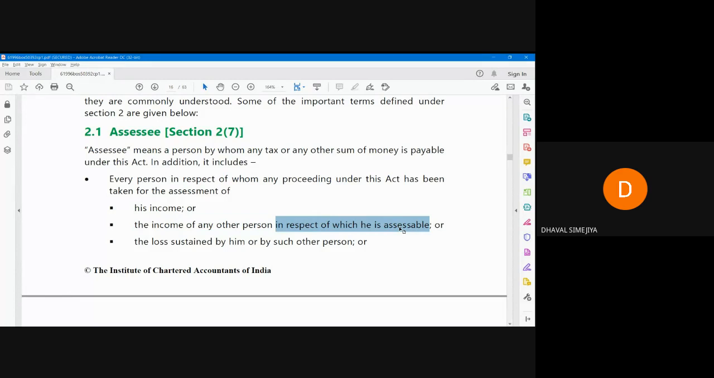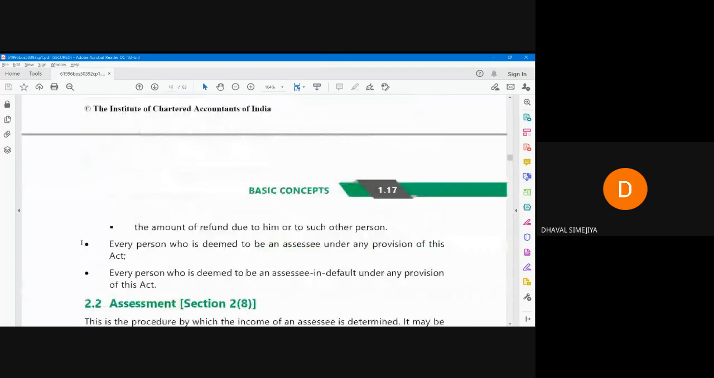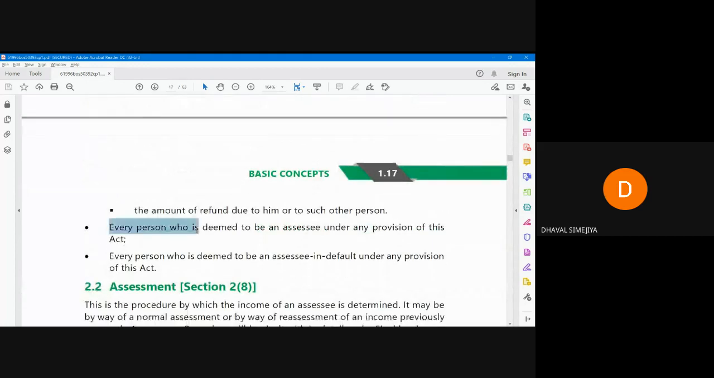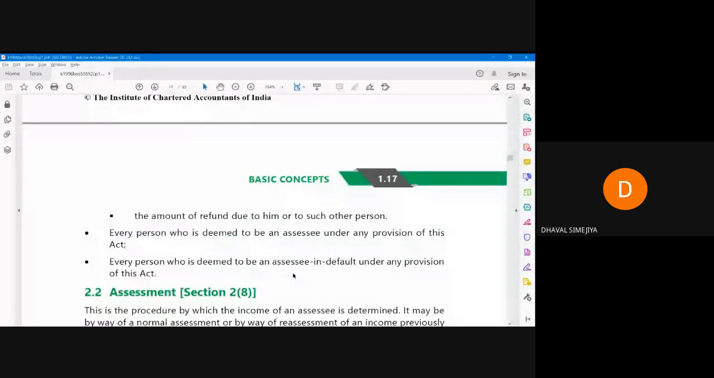Now, if any person face any loss, then loss sustained by him. Any person who is facing loss will be covered over here. Amount of refund due to him will be the person that will be covered over here. Now, every person who is deemed to be an SSE, who will be deemed to be an SSE? It means deemed to be means to assume that he is an SSE. He is not an SSE, but deemed to be an SSE because he has done something that will be covered in this criteria, and he will be deemed to be an SSE, or he has made any default, then he will be considered as SSE in default.